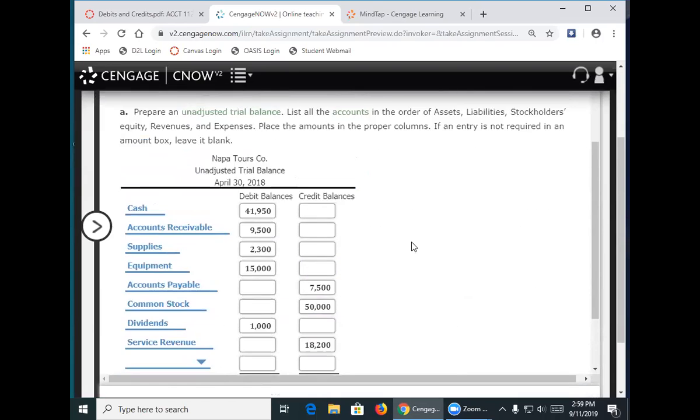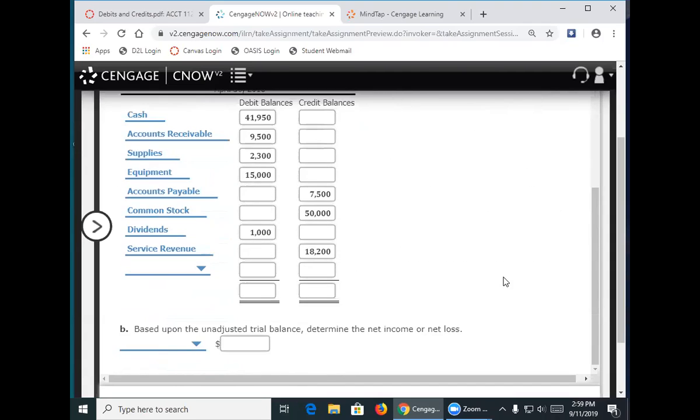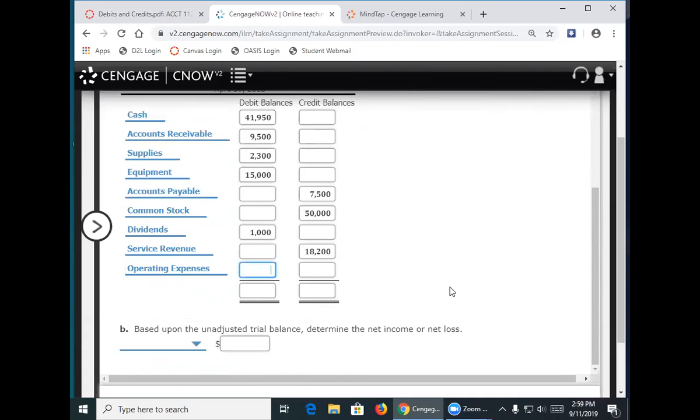And then last but not least, we have operating expenses. Well, expenses increase on the debit side. Here we have two expenses under that. So I just need to add them together, right? 5,950. Very good. 5,950 debit to operating expenses.